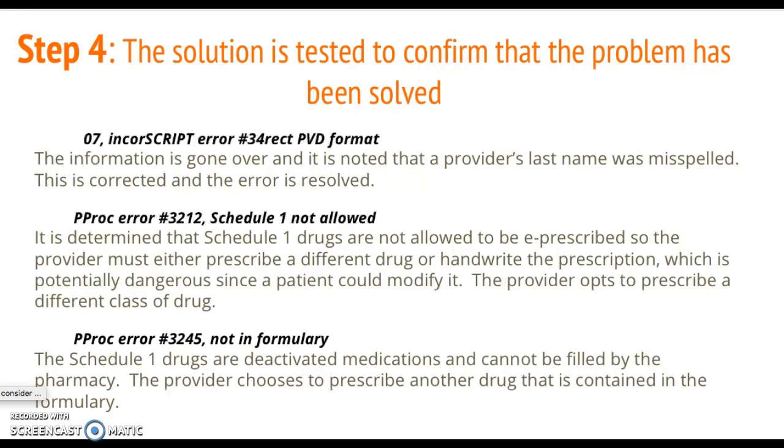So Braden goes over the information and notes that the provider's last name was misspelled. So he corrects that misspelling and the error gets resolved. With the second one, the Schedule 1 not allowed, it is determined that the Schedule 1 drugs are not allowed to be e-prescribed. So the provider opts to prescribe a different class of drug so that he would not have to handwrite the prescription. Handwriting a prescription is always a possibility for the patient to alter that script, which I think is why e-prescribing has become so popular.